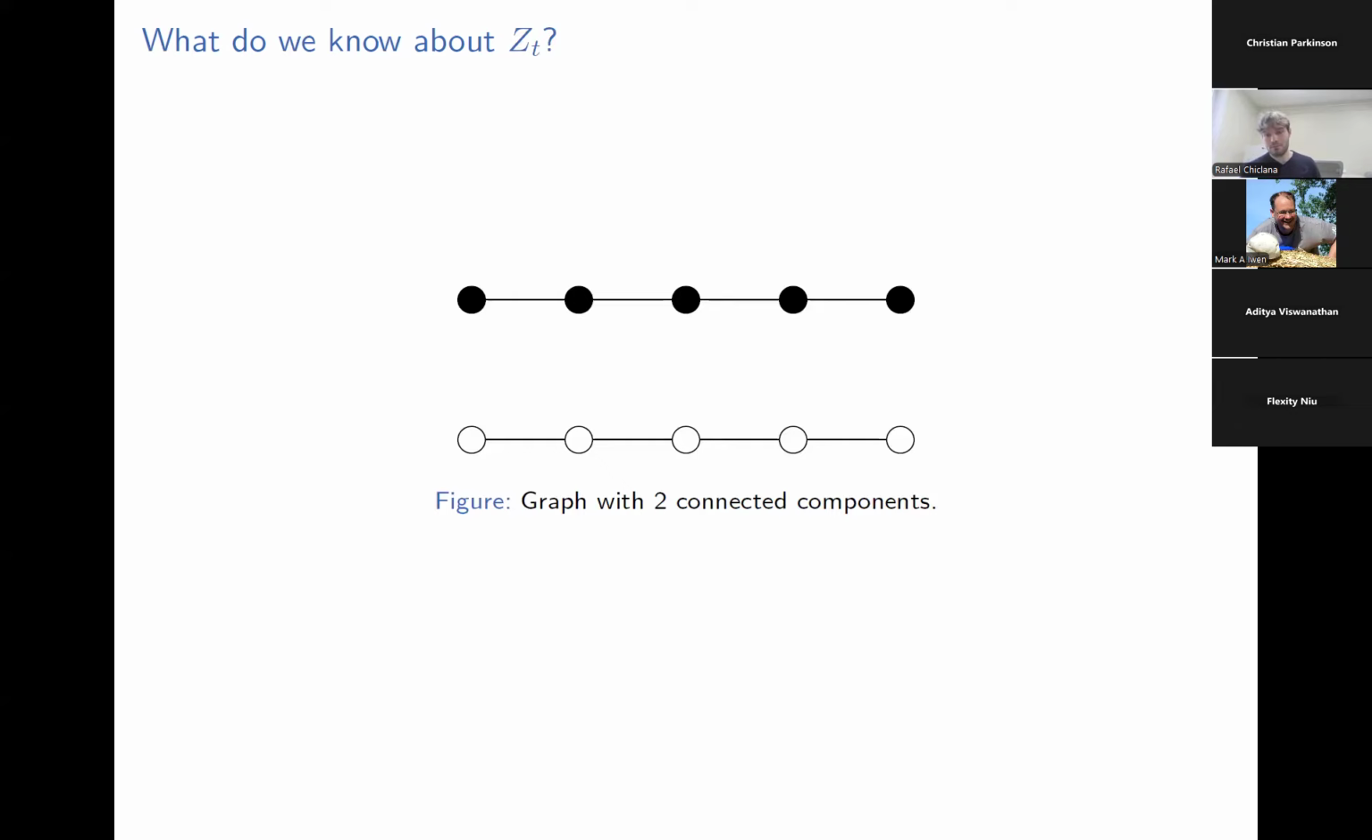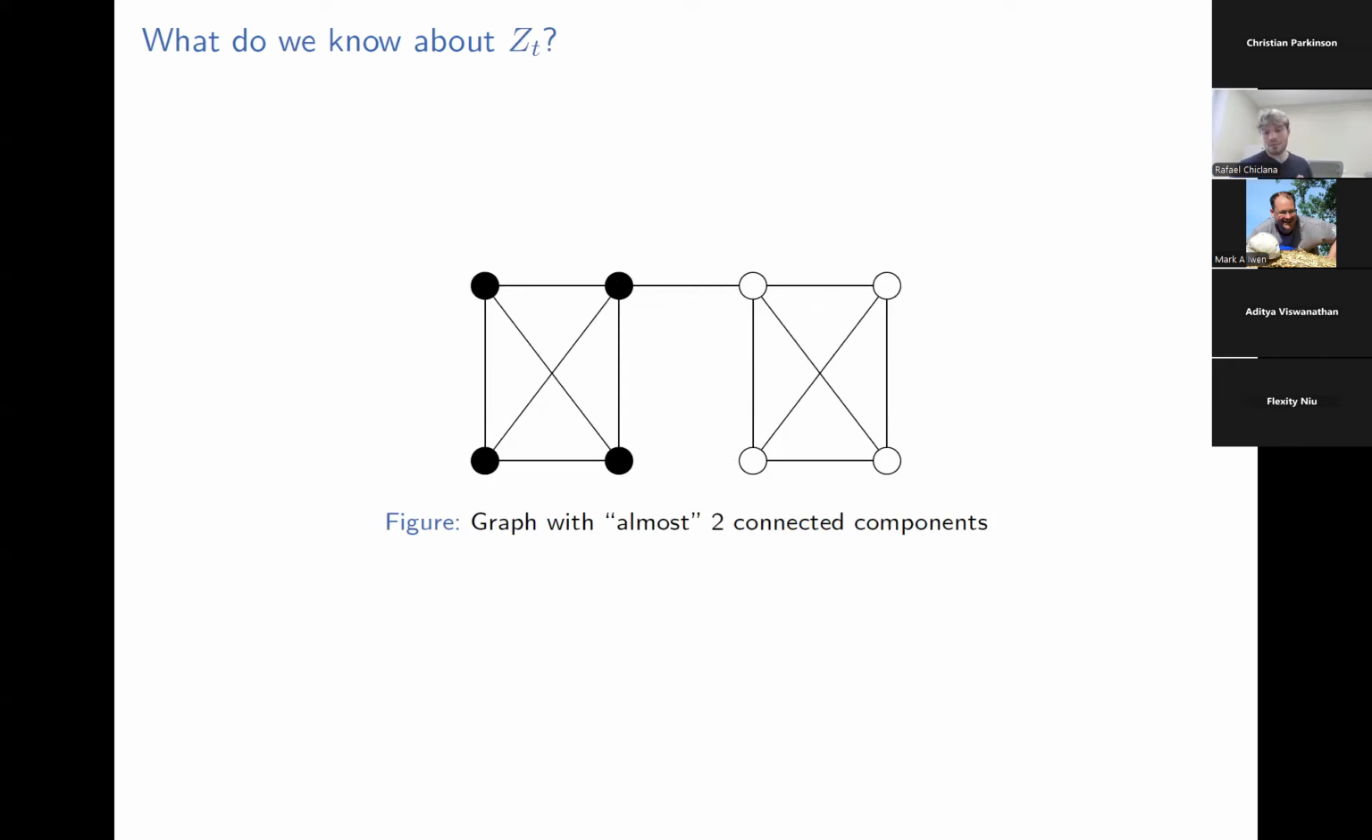So for sure, if the graph is disconnected, the result is not going to be true. ZT will be something else. And you could say, okay, but we can just restrict to connected graphs. We will have a similar issue because I can consider a graph that looks like this. This is connected, but it's almost disconnected.